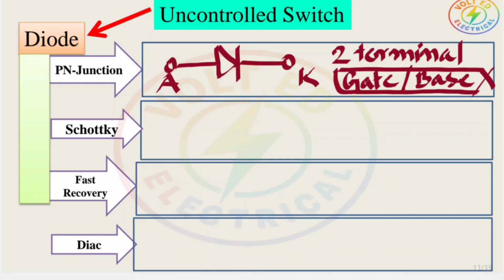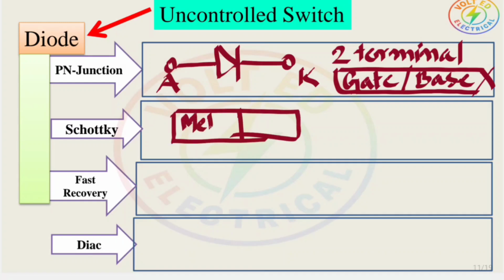Now in the case of the Schottky diode, if we draw the diagram, there is one metal region and another one is the n type. Here also there are only two terminals, the anode and the cathode.